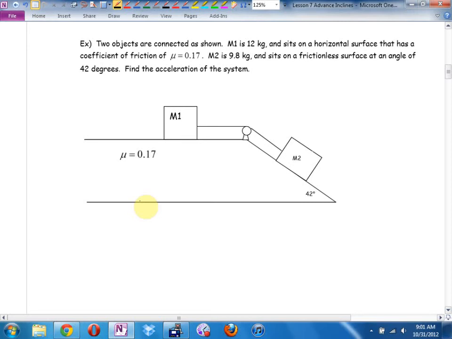Two objects are connected as shown. If this thing is going to slide, can it possibly slide to the left? There's no outside forces. If it's going to slide at all, it's going to slide down the hill towards the right. Although it's possible friction is so big that M2 hasn't got enough mass to pull it down the hill. How will I know that? If I get a negative acceleration. I'm going to assume that M2 is winning. And if I'm wrong, I'll get a negative acceleration and my bets are off.